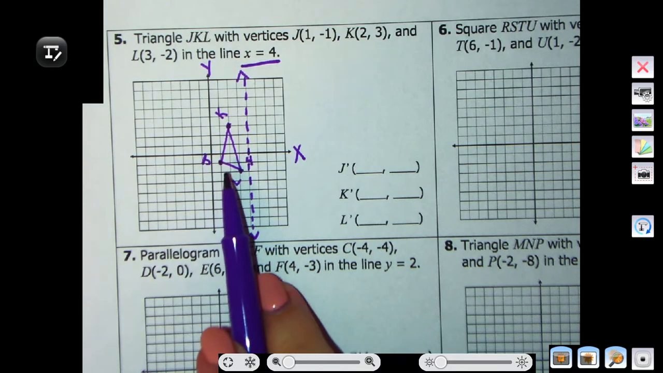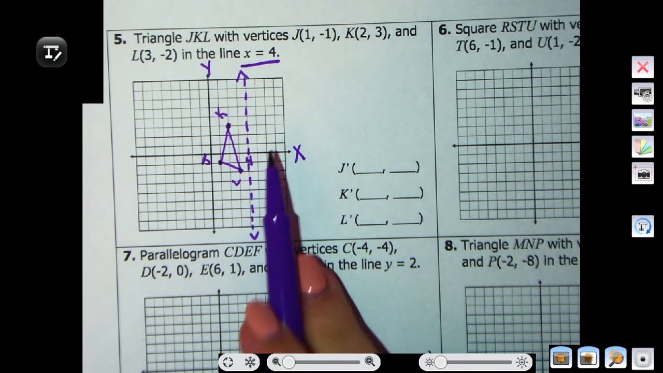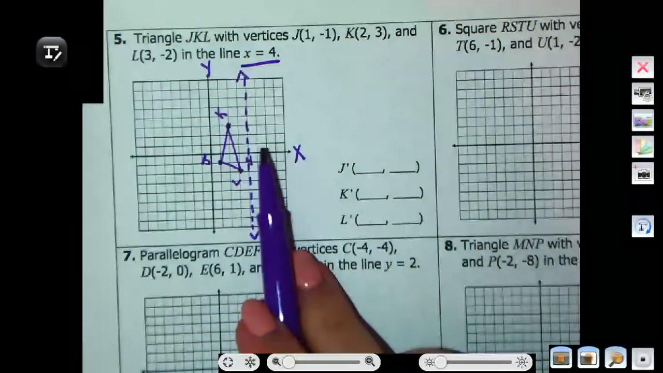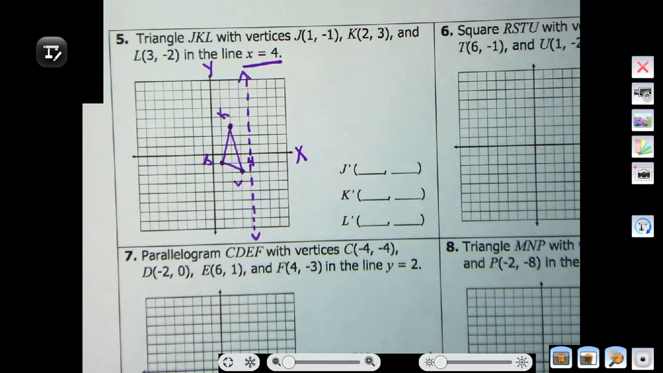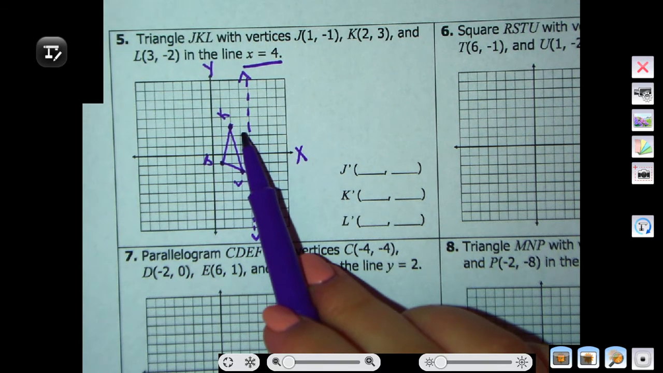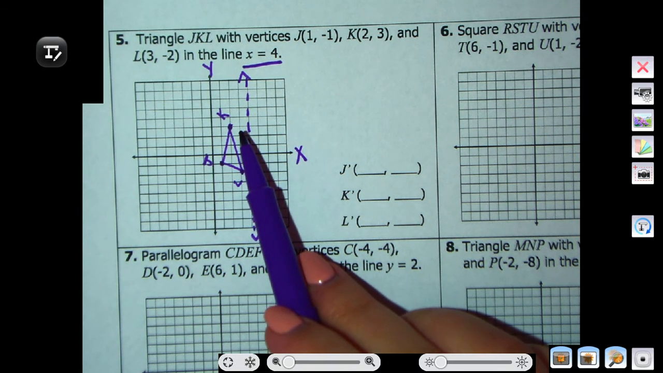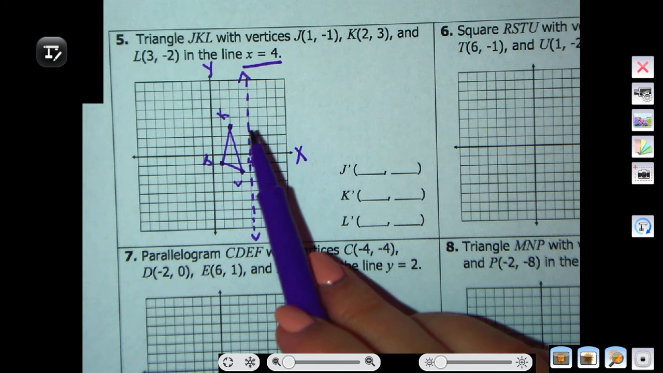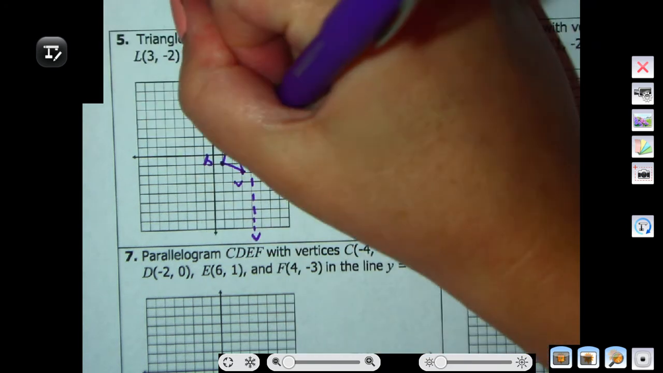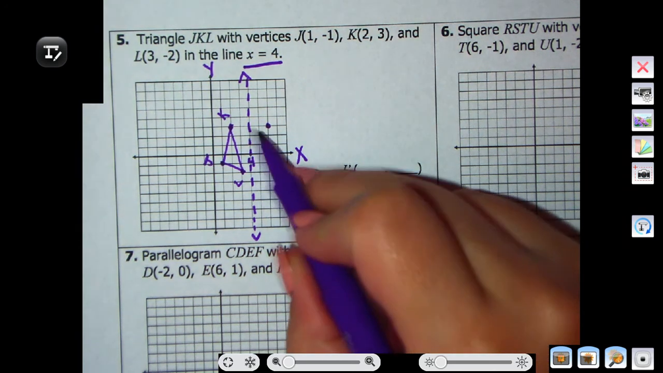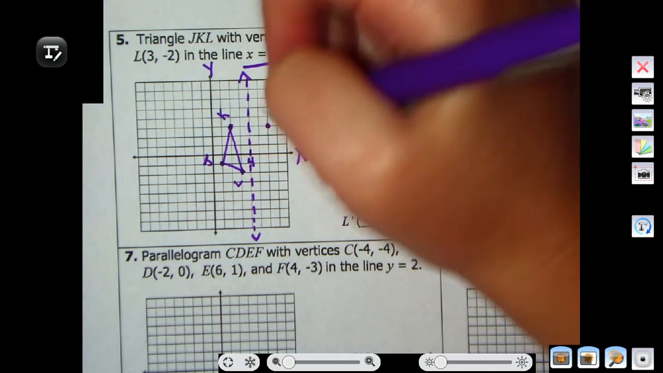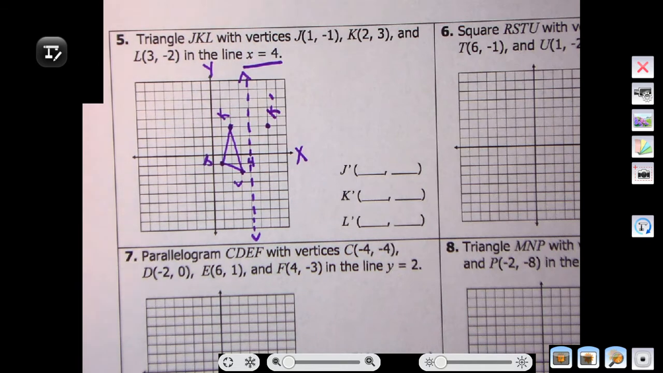So now, instead of reflecting it over the x or the y, it's going to go over here. It's going to flip over this middle line, and it's going to go over to the other side. You still want each point to be the same distance from that line. So this K point, notice how it is 1, 2 units from the line of reflection. So it's going to go onto the other side 2 units from the line of reflection. So it's going to go right there. Notice 2 units, 2 units. I'm going to label it K prime.